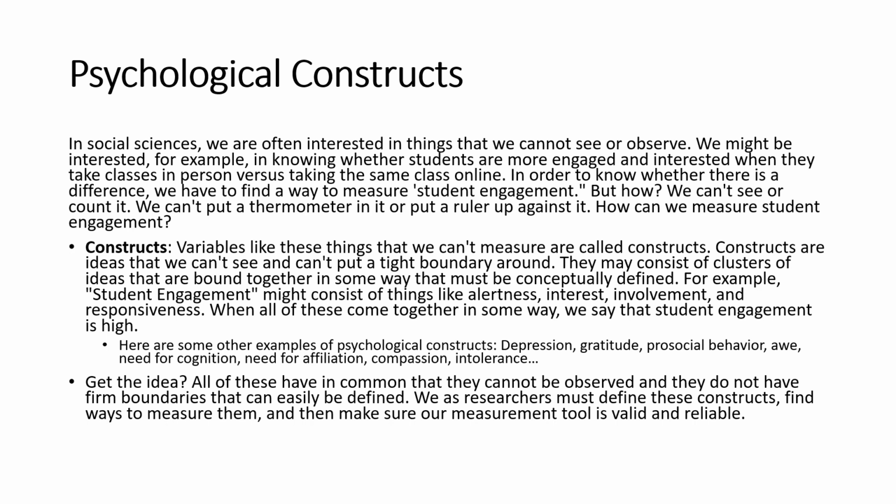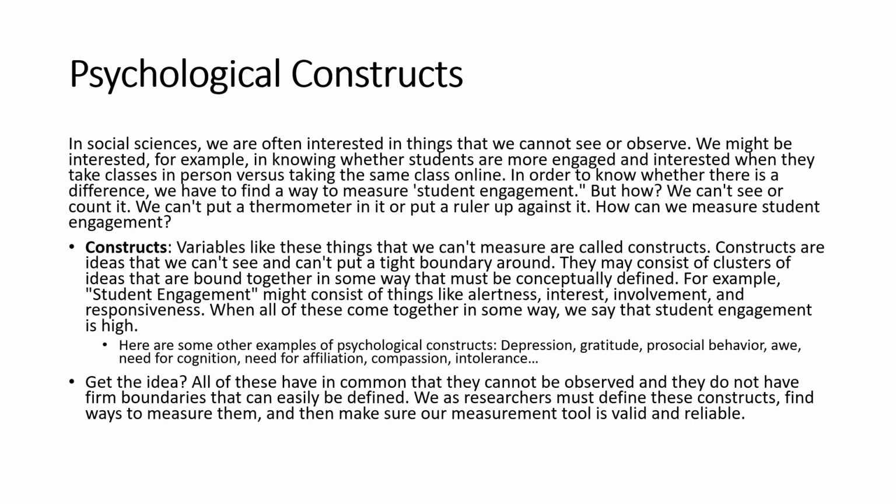Variables like these, like student engagement, things that we can't directly observe, are called constructs. Ideas that we can't see, we can't observe, and we can't put a tight boundary around. They may consist of clusters of ideas that are bound together in some way that have to be conceptually defined. For example, student engagement might consist of things like alertness, interest, involvement, responsiveness. When all of these come together in some way, we say that student engagement is high.